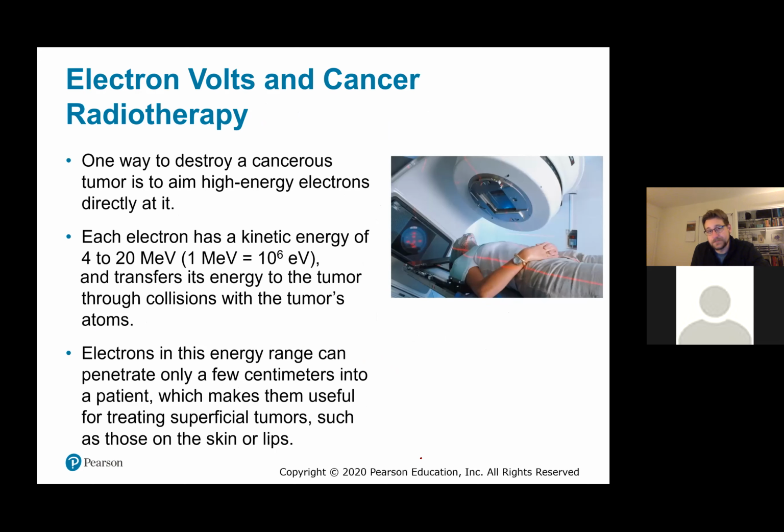Each electron in cancer radiotherapy has a kinetic energy of mega electron volts, 10 to the 6 electron volts. Each individual electron.